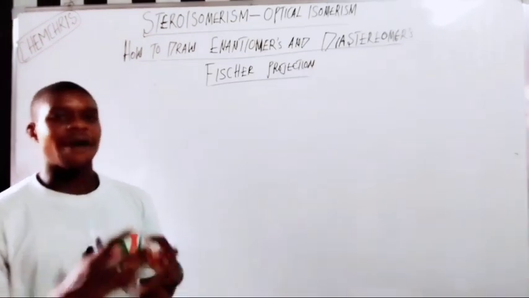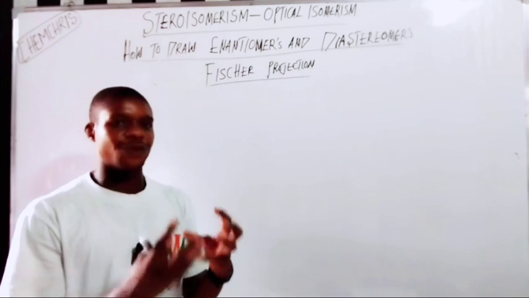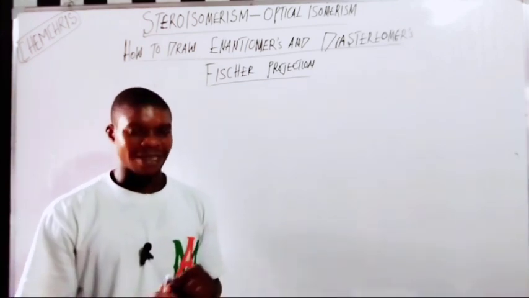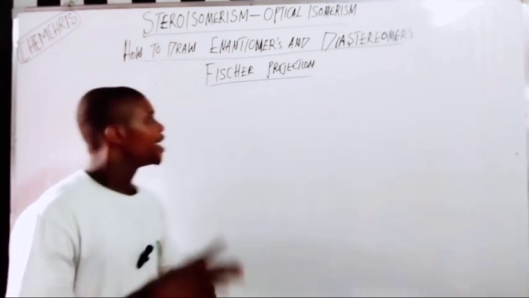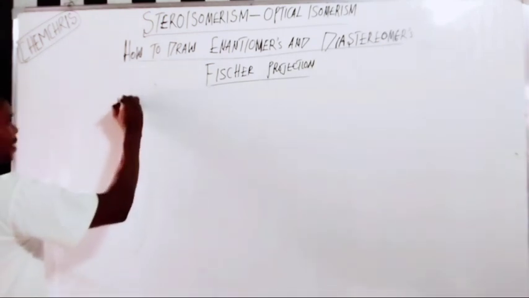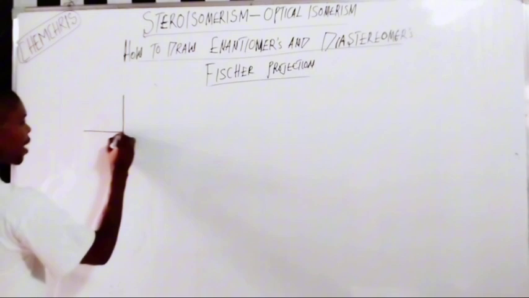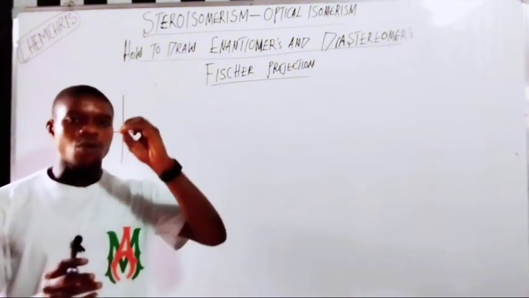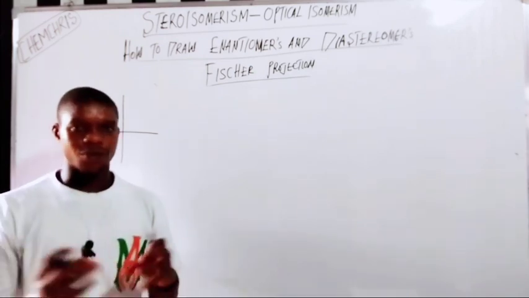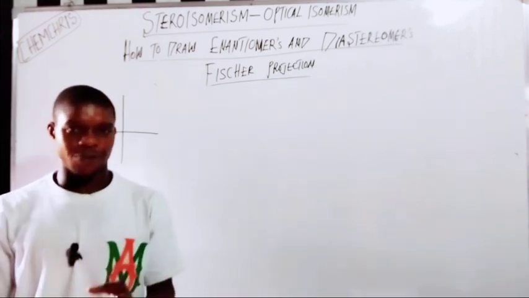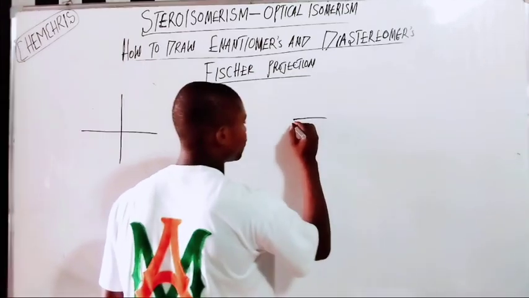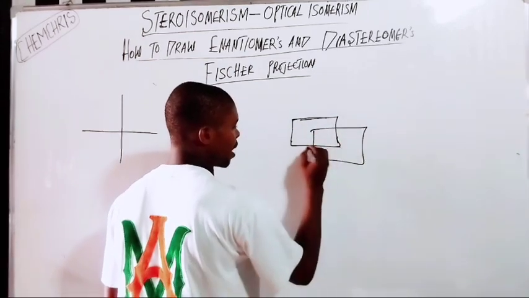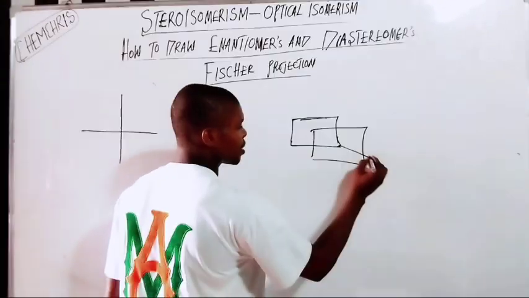Now, the Fischer Projection Formula is one of the easiest ways you can draw a chiral molecule and its possible stereoisomers. Fischer projection is very easy. It only uses vertical and horizontal lines. It is a shortcut to drawing a compound in 3-dimensional structure or 3-dimensional shape. Imagine here we have this kind of shape in 3D.